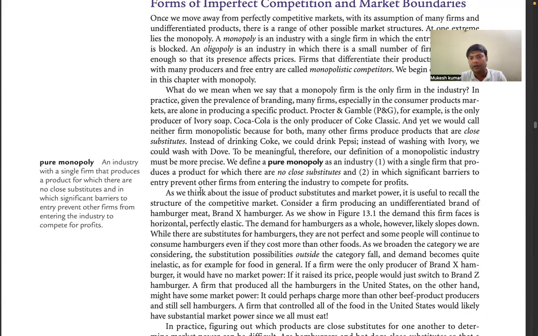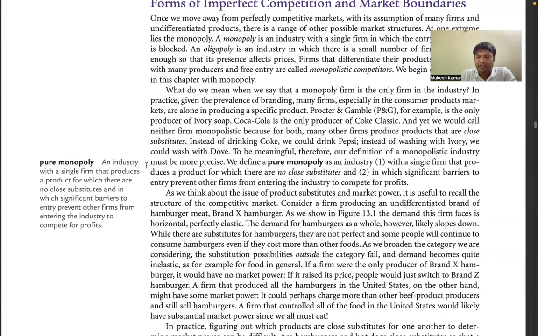First, there is a single firm, and the product which the single firm produces has no close substitute. Then another thing is that new firms can't enter the market. There is a significant barrier, and we will again study what the reasons for the barriers to entry of new firms would be. But if new firms can't enter, the single firm is still capturing the market. So these are the factors which can lead to pure monopoly.